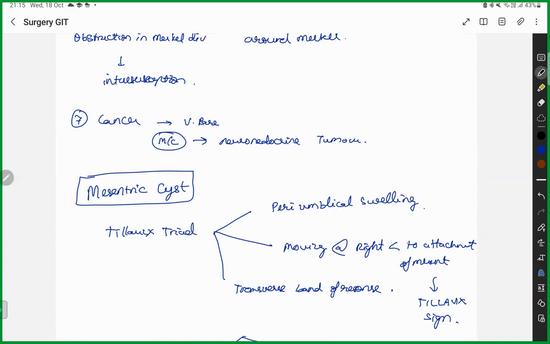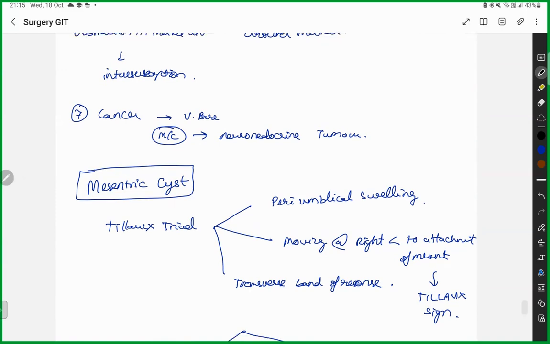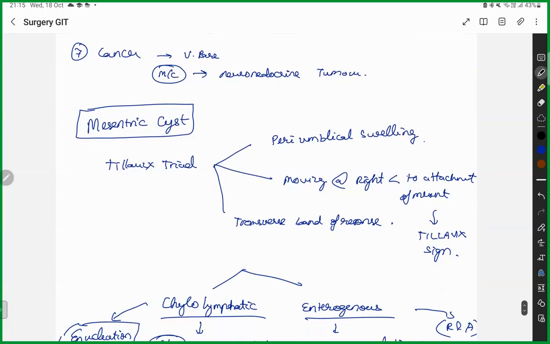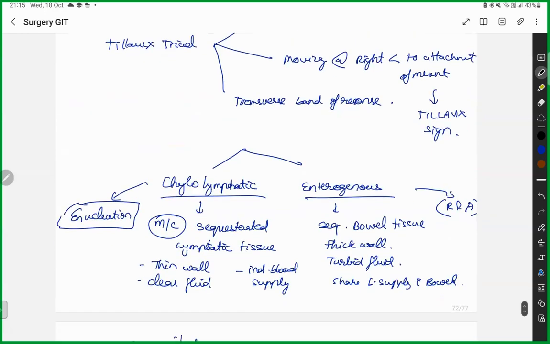So Tillaux's triad has three features, but Tillaux's sign is examined on abdominal examination: the cyst is mobile, moving at a right angle to the attachment of the mesentery. That is called your Tillaux's sign. Now this is going to be divided into two important types. One is chylolymphatic, the other is enterogenous.